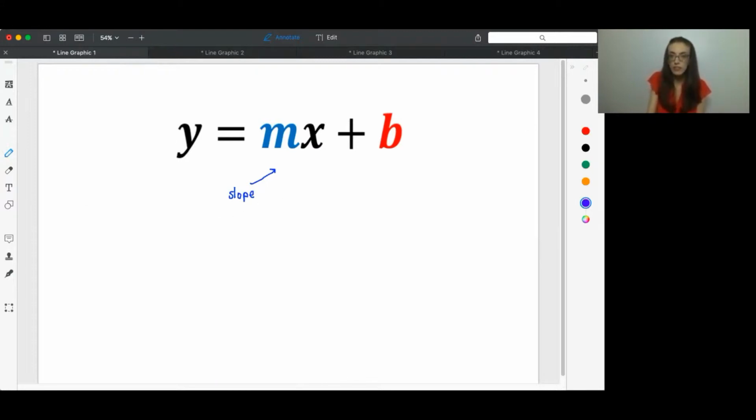The second reason we call this the slope-intercept form: we've got the slope there, so let's talk about the intercept. The b value, which is always added onto the m and x, is going to show us where the line crosses the y-axis, which is also known as the y-intercept. Now remember, the y-axis is always the vertical axis on any given graph.